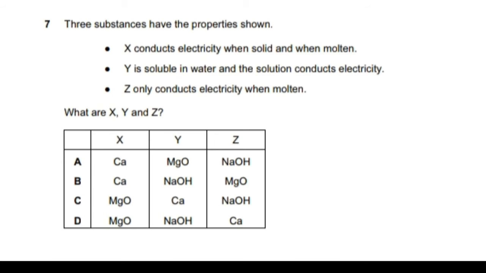Third statement, substance Z only conducts electricity in the molten state. So what type of substance? An ionic substance. An ionic substance passes electricity only in the molten state, not in the solid state. So magnesium oxide is an ionic substance. So X is calcium, Y is sodium hydroxide, Z is magnesium oxide. So the correct answer is B.